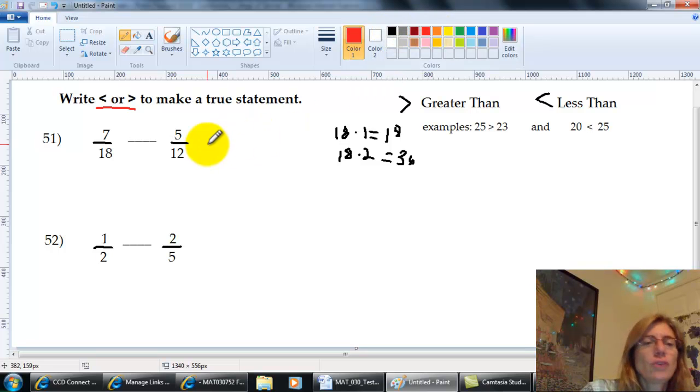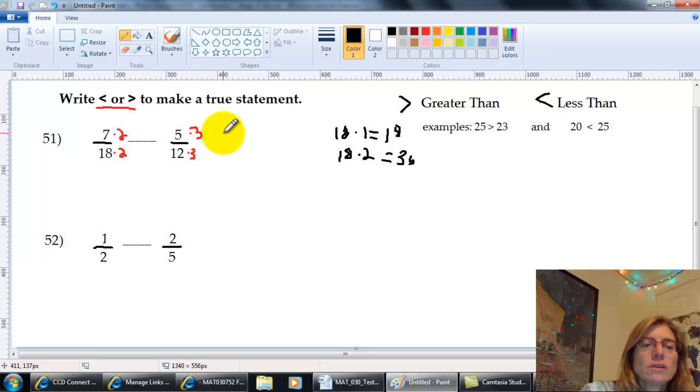We change each fraction so that it has the new denominator. So 18 times 2 will give it a 36, but we have to multiply the numerator by the same number. And 12 has to be multiplied by 3 to get 36, so then the numerator is multiplied by that same number. So let's write down our new fractions.